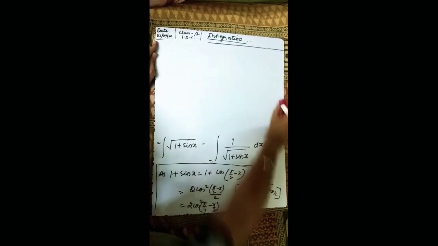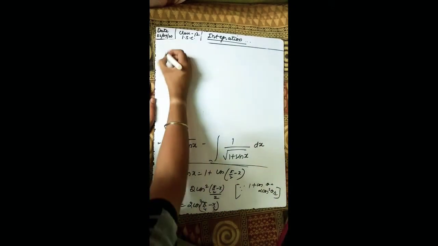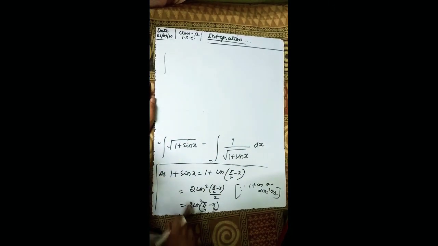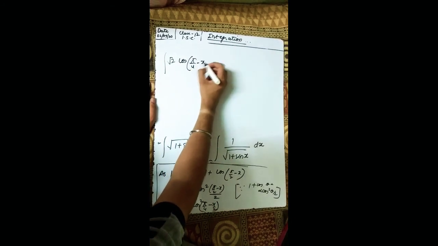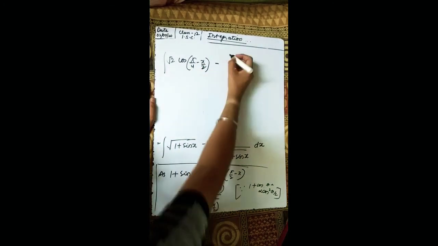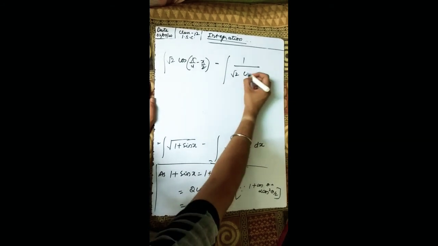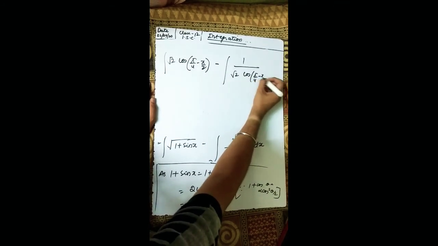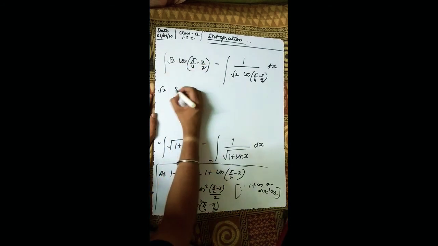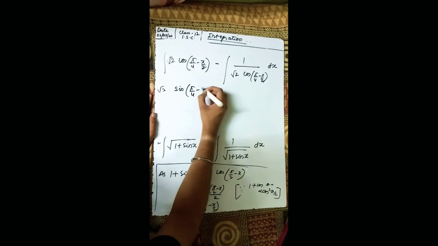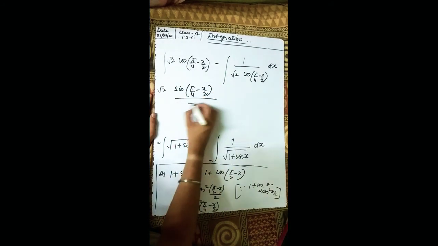Now see what will happen. In place of this you can put here, so integration of this under root of 2 cos square pi by 4 minus x by 2. So you will get root 2 cos pi by 4 minus x by 2 minus integration of 1 upon root 2 cos pi by 4 minus x by 2. Are you getting? Now take root 2 out. Do you know the integration of cos x? Yes, that is sin x. So it will be sin of pi by 4 minus x by 2 upon minus of 1 by 2.